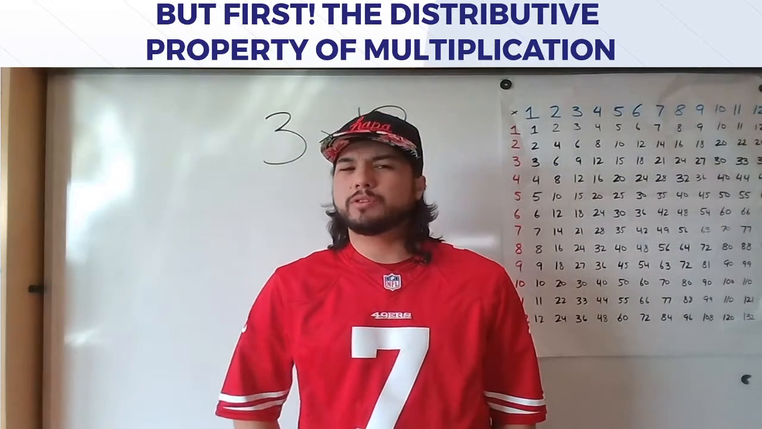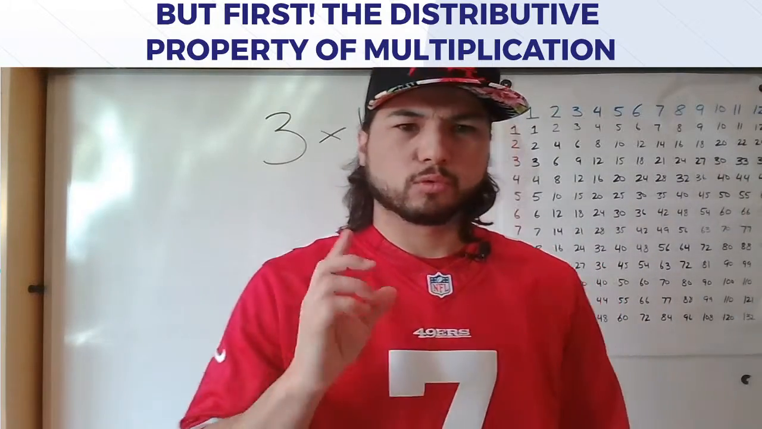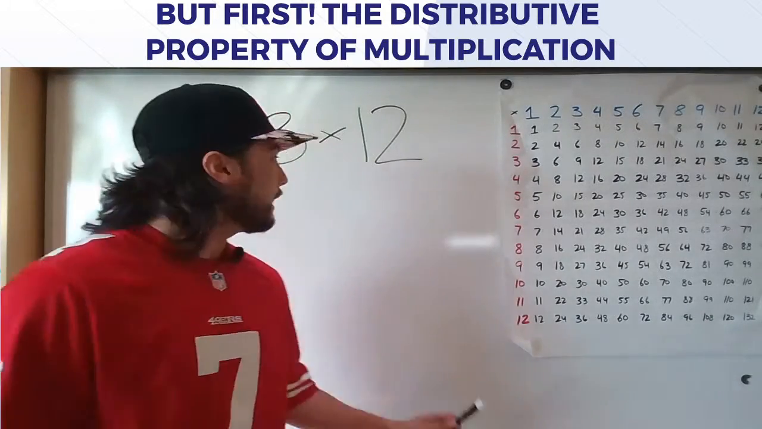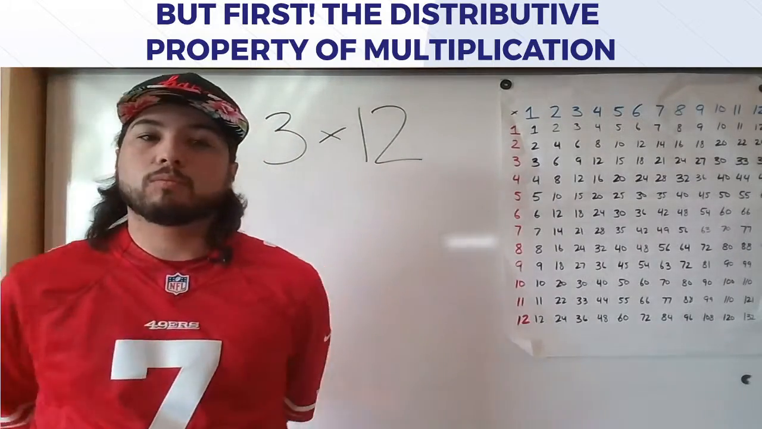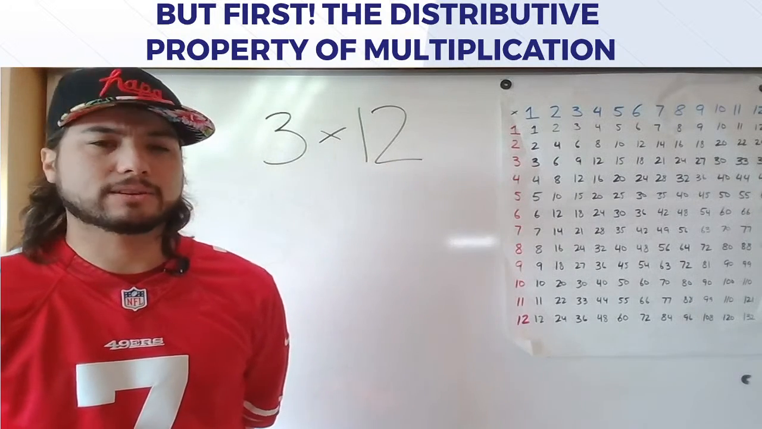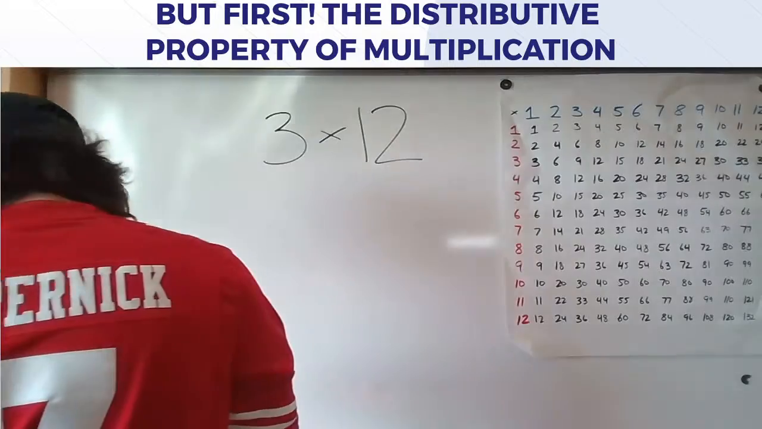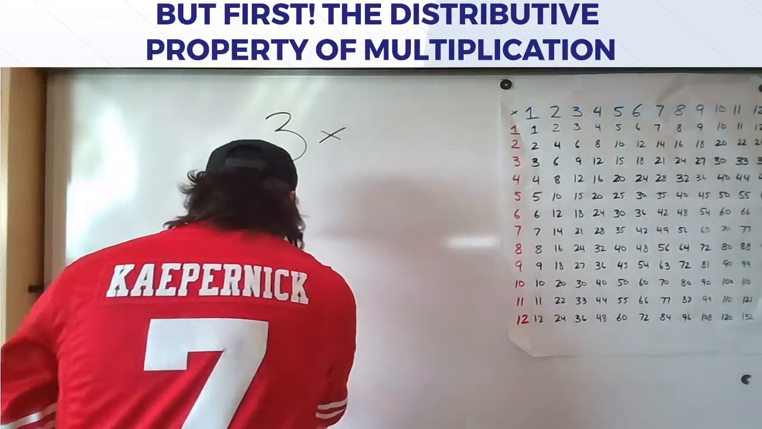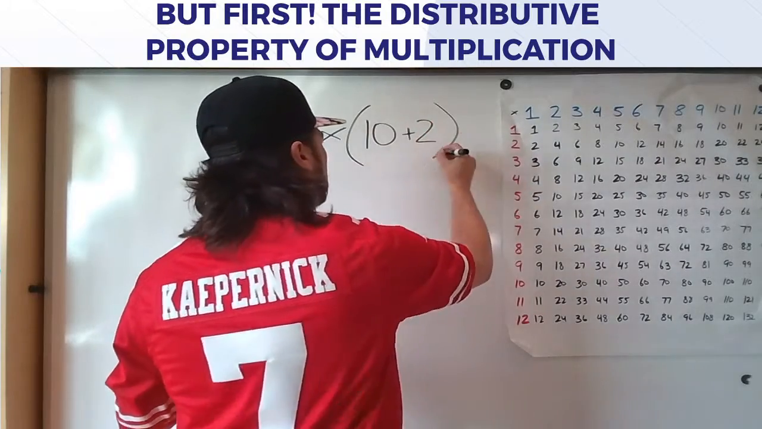the distributive property of multiplication. All these properties, all these rules. Really, this is nothing you haven't done before. Essentially, what the distributive property of multiplication means is if you have a multiplication expression, you can take either of your factors and break it up into addends. So taking this 12, the easiest way to start, I would say, is by using expanded form. So we could say 3 times, instead of 12, 10 plus 2.